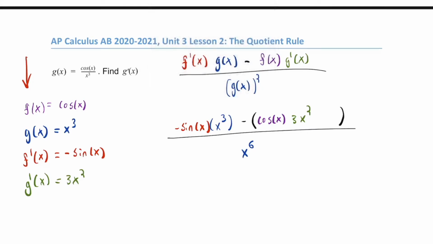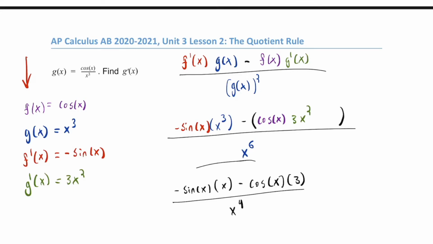So I would finish this problem off by saying this is negative sine of x times x minus the cosine of x times 3. Notice I've taken an x squared out of both of those terms. All of that divided by x to the, take 2 away, x to the fourth. That's about as good as you can get with this one. There's no real further simplification.